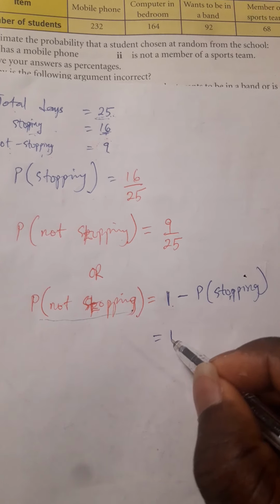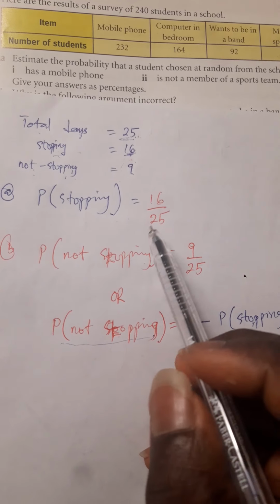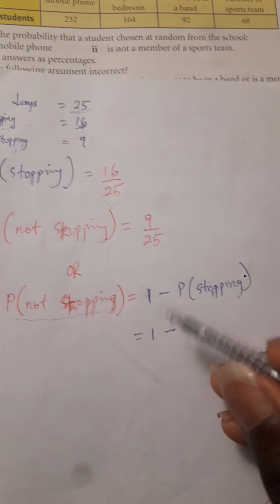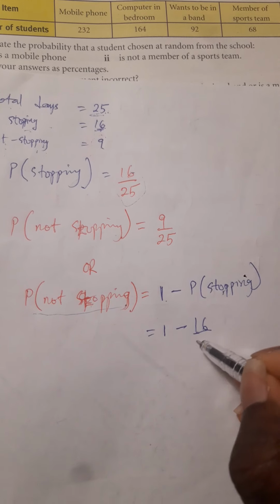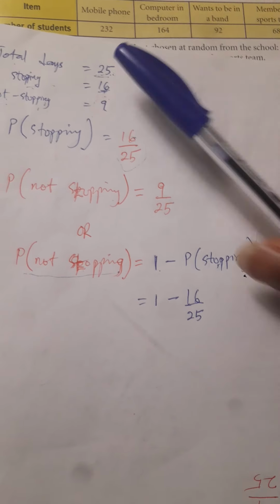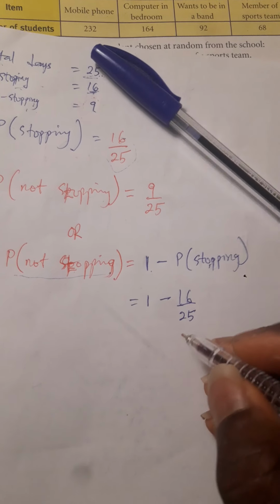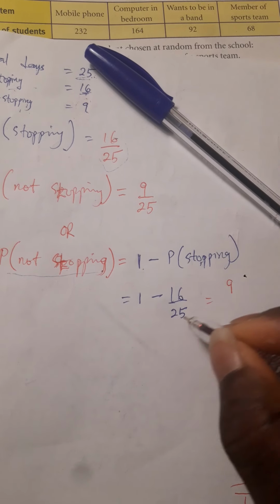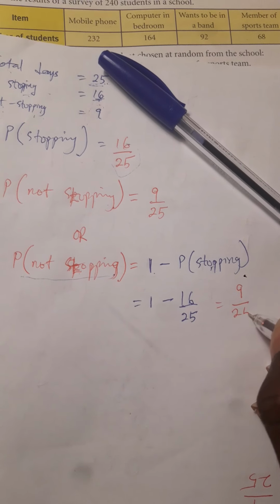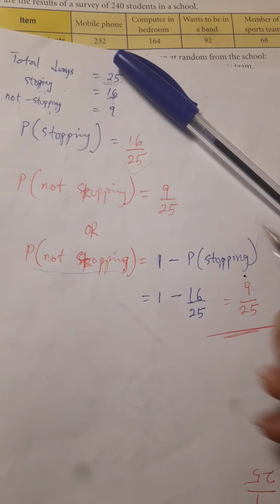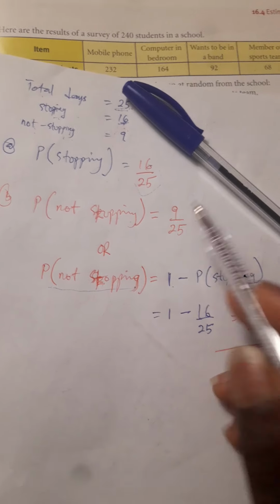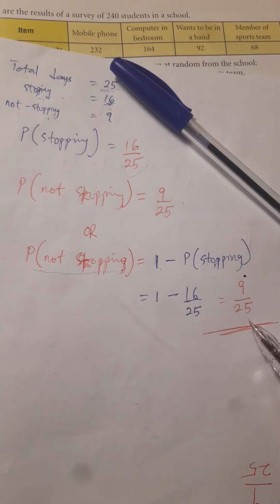So I have 1 minus. Now, what is the probability of stopping? Here is what? 16 over 25. Now, the simplest method I told you, just subtract 16 from 25. So you have what? 9. And your denominator is still what? 25. Now, this is the simplest form. Can you see? Not stopping is this, and this is also the answer here.